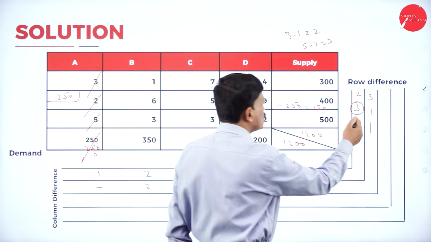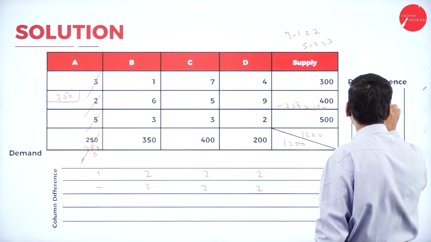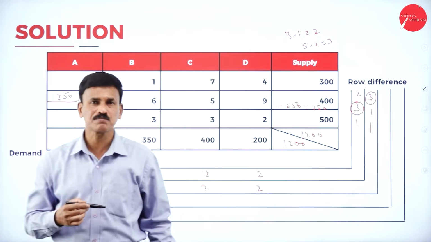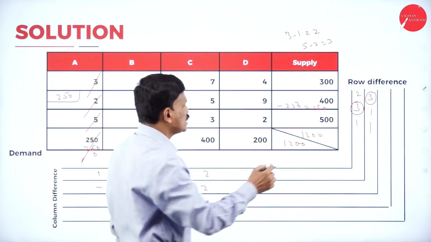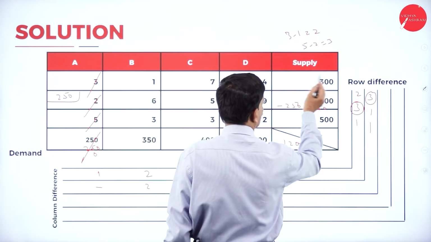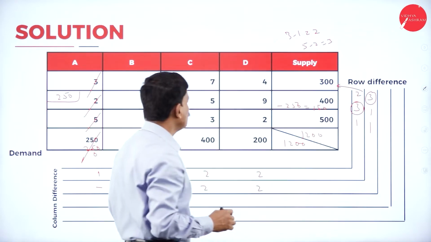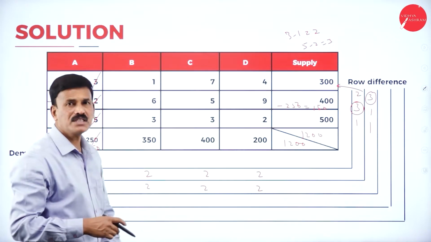Here in the row difference, 3 is the maximum. So therefore I can mark this as the maximum. So the maximum value is 3 here. This is corresponding to row 1, right? So corresponding to row 1, identify the least value.